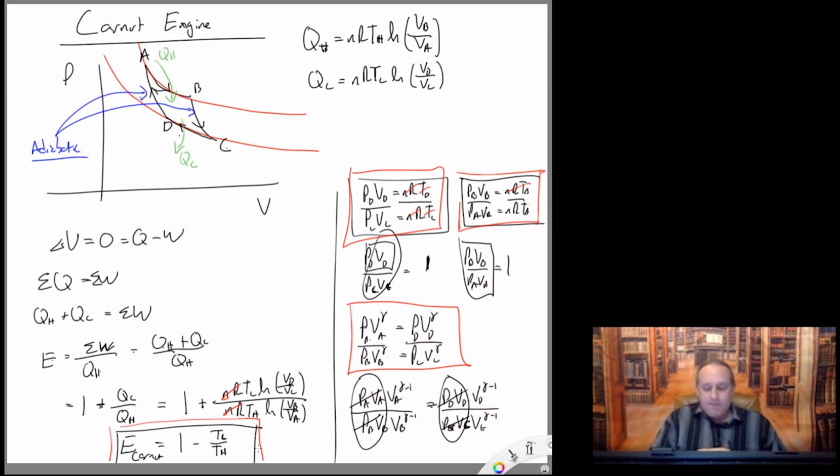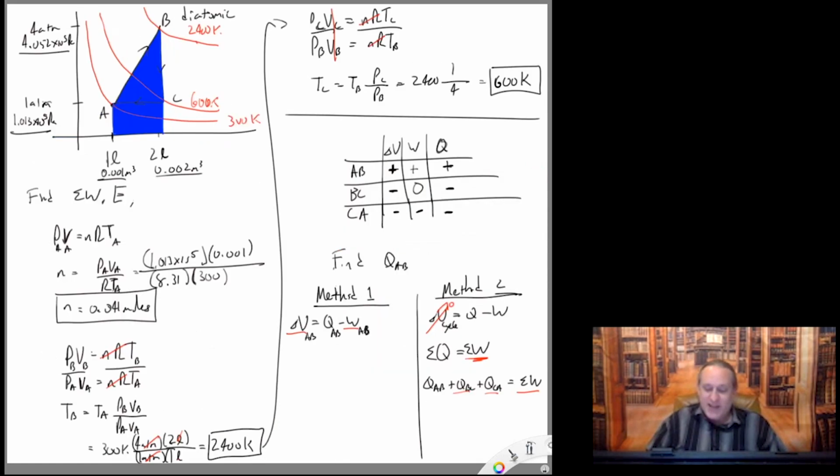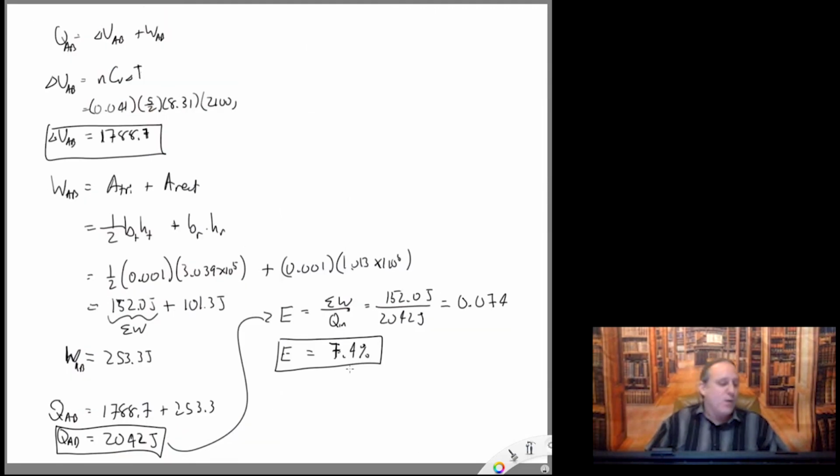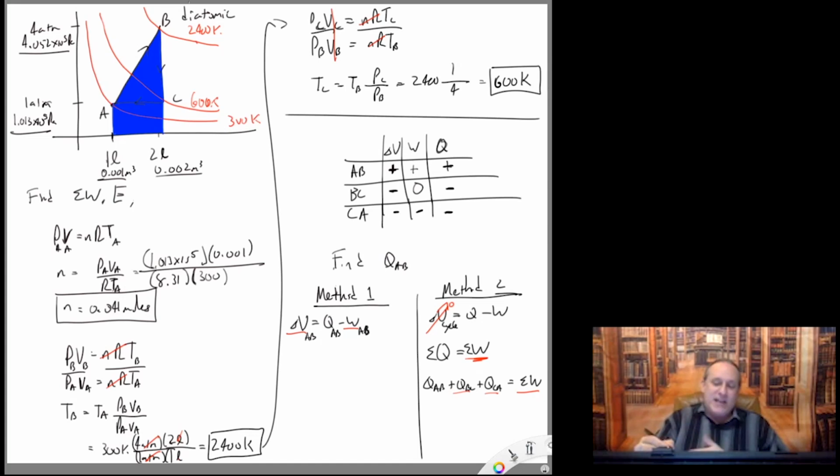All right, so we don't have to prove this again, but we want to be able to use this result. If we have a Carnot engine, then let's take a look at our first example that we did. We had an efficiency of 7.4%. What would the efficiency of a Carnot engine that worked in the same temperature range be? This runs between 300 Kelvin and 2400 Kelvin.